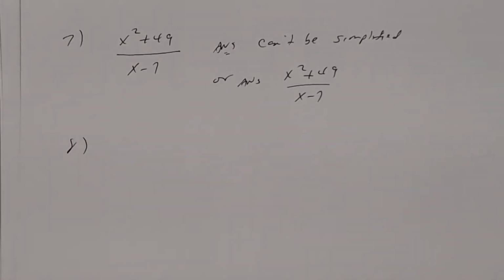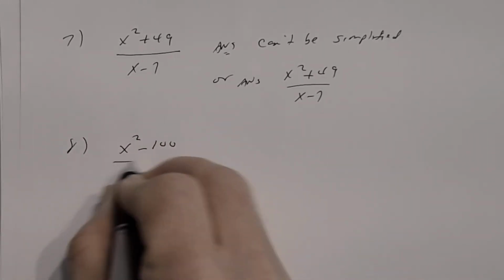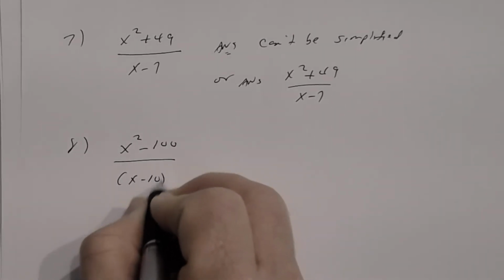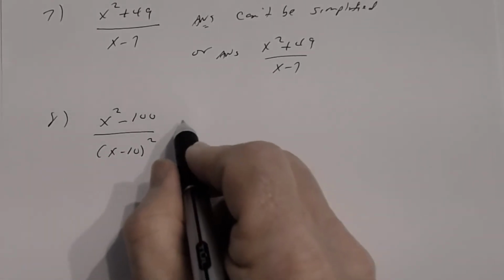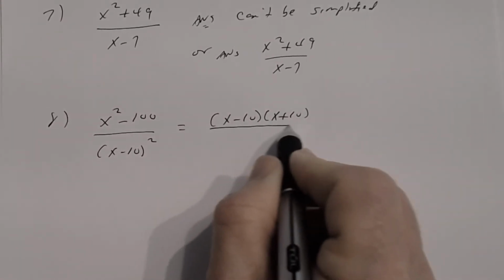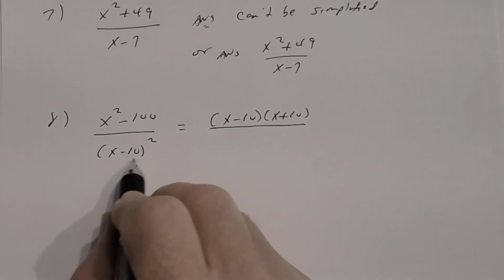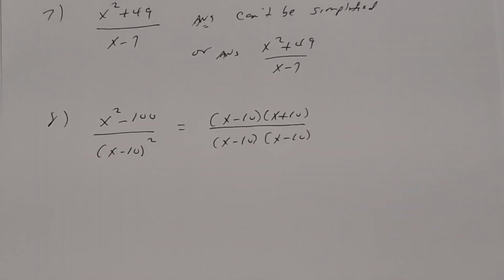Okay, number 8. Let's suppose we had x squared minus 100 divided by x minus 10 squared for number 8. Notice the numerator I can factor, that's the difference of two squares. So I can factor that as x minus 10 times x plus 10. The denominator is already factored because x minus 10 squared means x minus 10 times x minus 10. It may be a good idea to write it out like that, and now you can recognize your common factor.